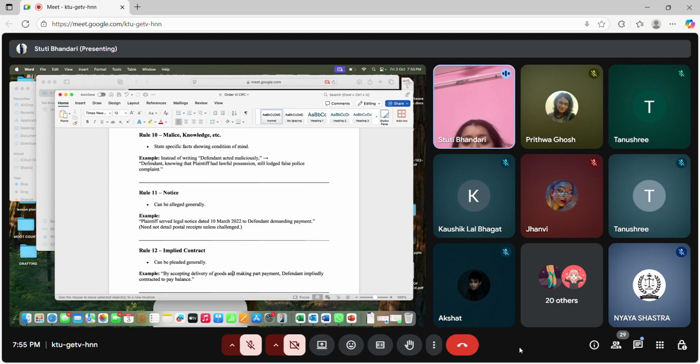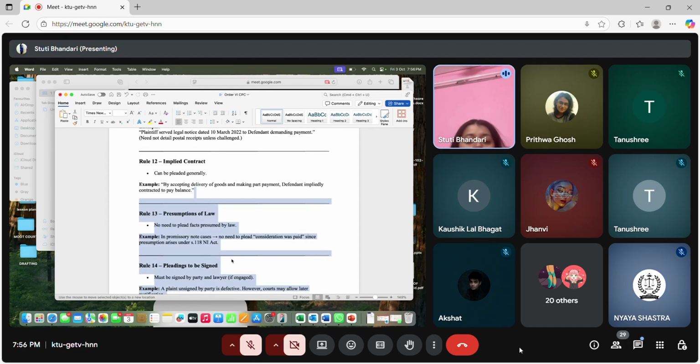Then implied contract. So at times you might have studied contract, and there are few contracts which are implied also. Some are explicitly done by paying a consideration, some are implied, which happen by delivering something, which happen by performance of some part of the contract. So if the contract is implied, you have to mention how it is implied and how it has been performed. For example, by accepting delivery of goods and making part payment, defendant impliedly contracted to pay balance. So you will write how exactly the implied contract was executed between the parties.